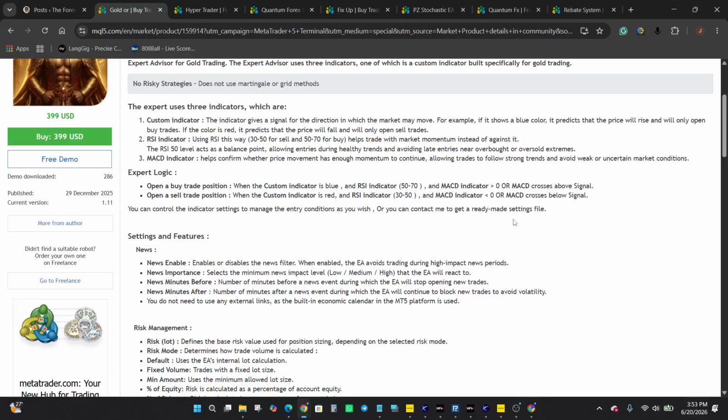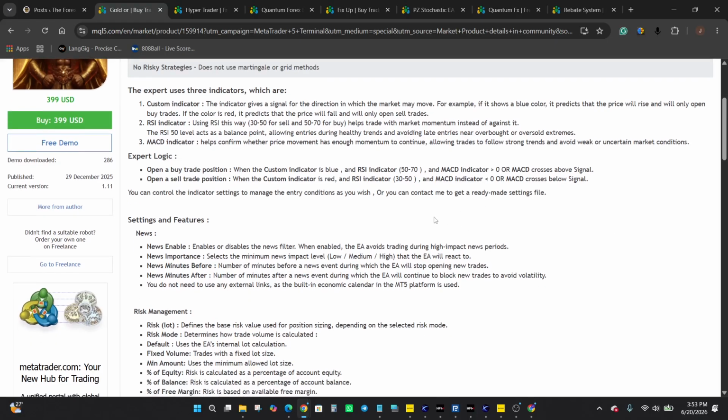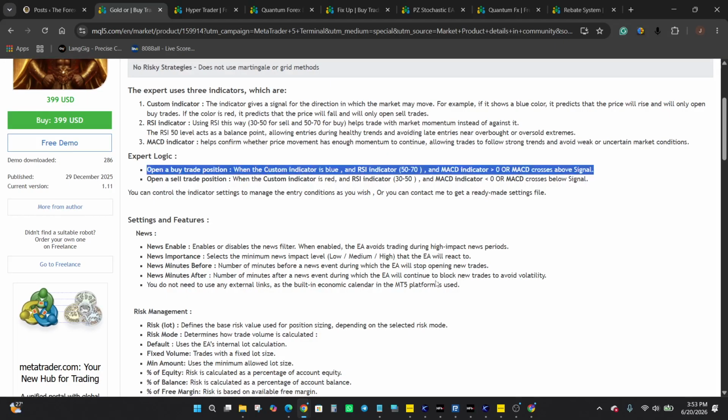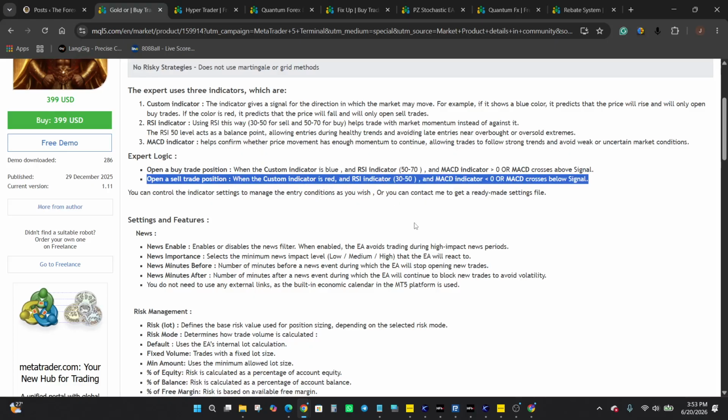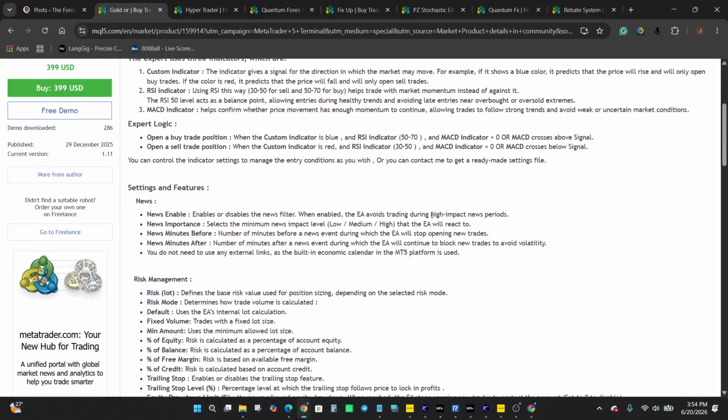Now, as I scroll through the strategy explanation, the developer provides clear entry conditions for buy positions. The custom indicator must show a bullish signal, the RSI must be within the specified buy range, and the MACD must either be above zero or crossing above its signal line. And then for sell positions, the opposite conditions apply using the custom indicator, RSI range, and MACD confirmation.